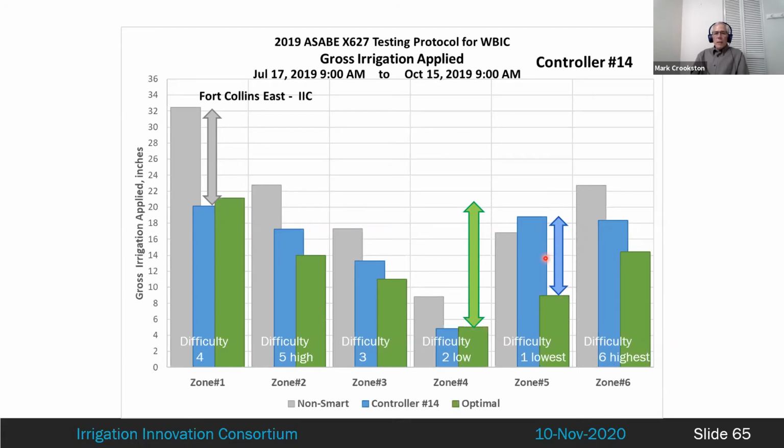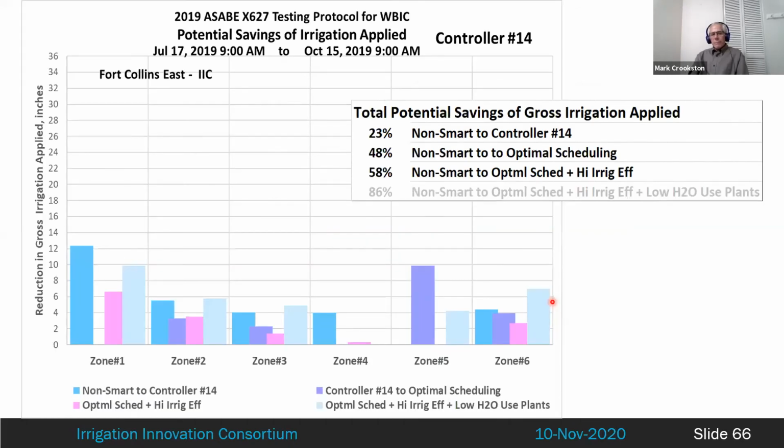So this is the amount of savings that test protocol number 2 is addressing: how much can we save from going from a non-smart controller to controller number 14. And if we can do perfect, that would then get us to this additional savings that we could get down there. So this is the potential water savings by changing from a non-smart controller. And notice that 23% could be saved from a non-smart controller to controller number 14.